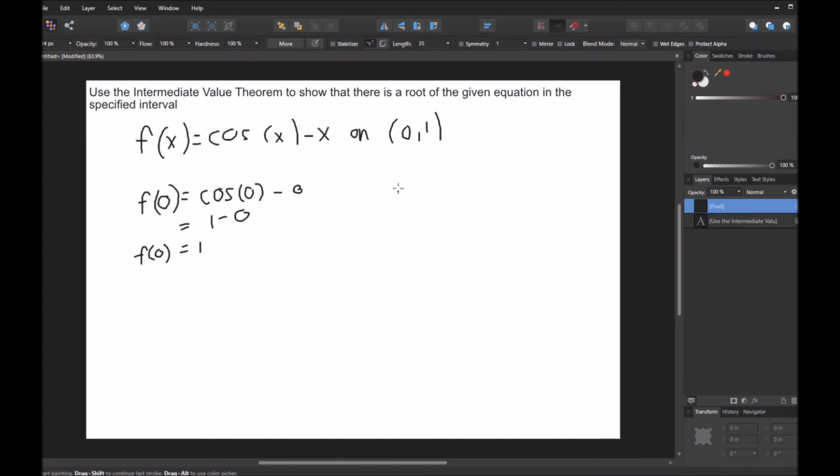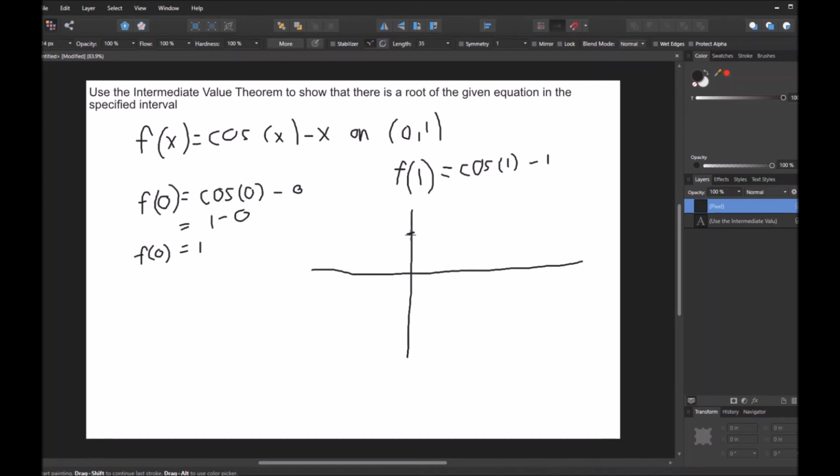And then if we do f of 1, that's going to be f of 1 equals cosine of 1 minus 1. And even though we don't know what cosine of 1 is without a calculator, we can still evaluate it by making somewhat of a guesstimate. And to do that, I'm going to draw a rough sketch of the graph of cosine of x.